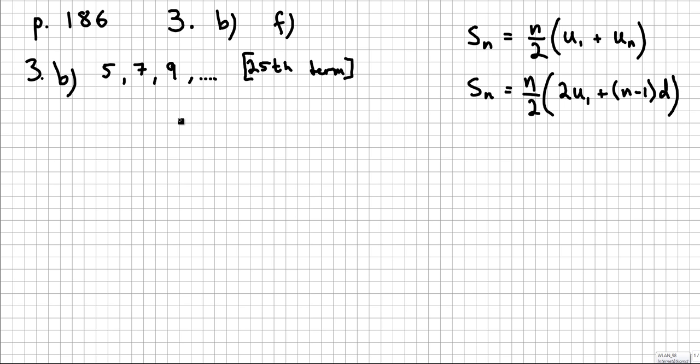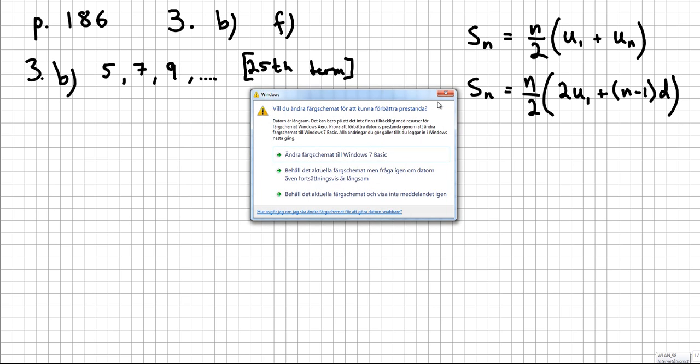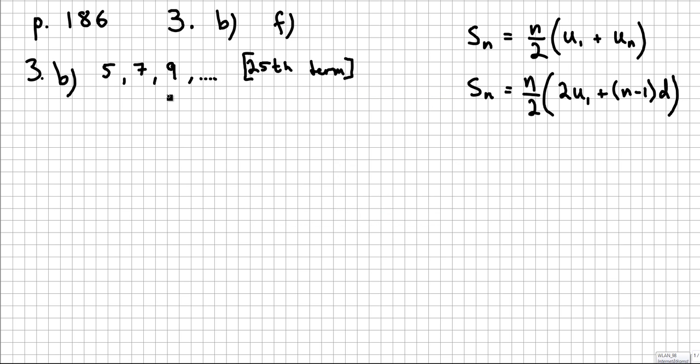So we could calculate and find out what the 25th term is, or let's have a look at this one. This only needs n, the first term, which is u1, and then d. So in this case, the second one is easier to use. So in this case, it's going to be S25.